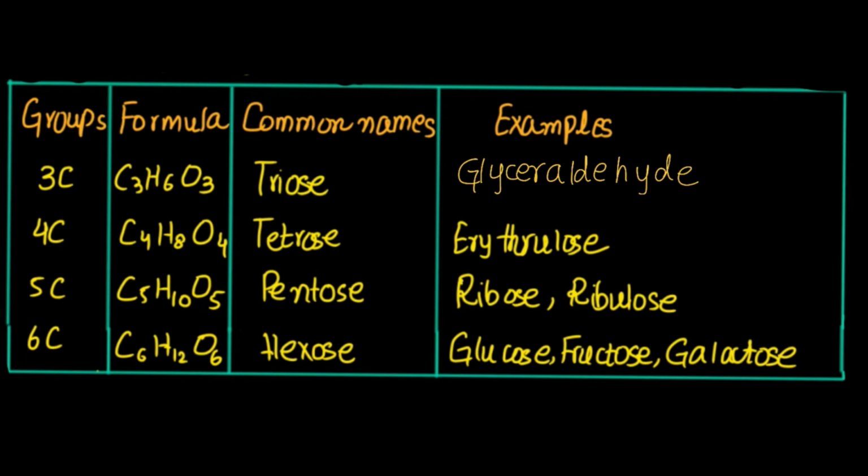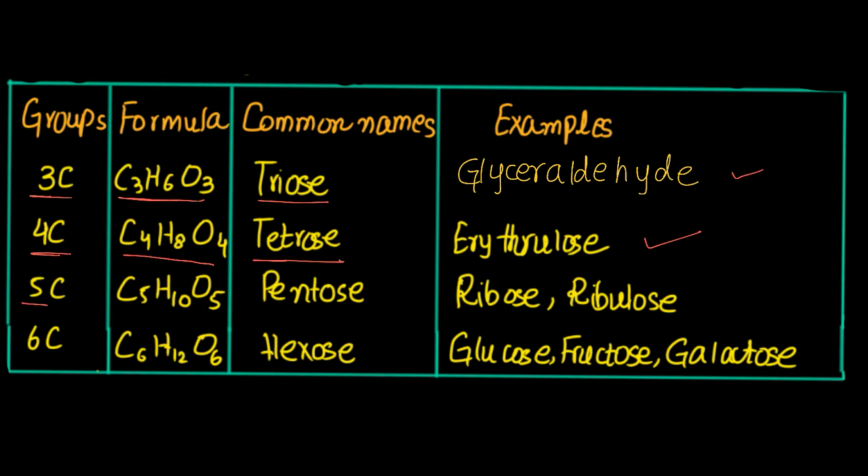Now let us go over some examples of monosaccharides. Let's take n as 3. The formula becomes C3H6O3 and we call them triose. One example of triose can be glyceraldehyde. Let's take n as 4. The formula becomes C4H8O4 and we call them tetrose accordingly. And one example can be erythrulose.